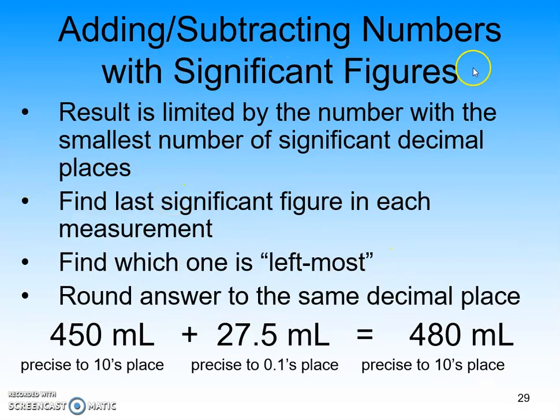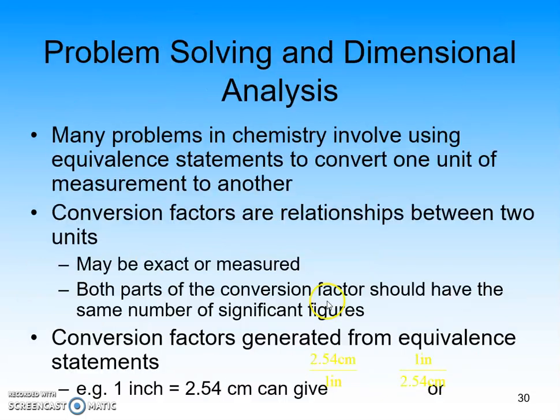Now, adding and subtracting numbers with significant figures. The result is limited by the number with the smallest number of significant decimal places. Find the last significant figure in each measurement. Find which one is the leftmost. Then round the answer to that measurement's decimal place. So this is precise to the 10s place, precise to the 0.1 place here. So this is the answer, to the 10s place.